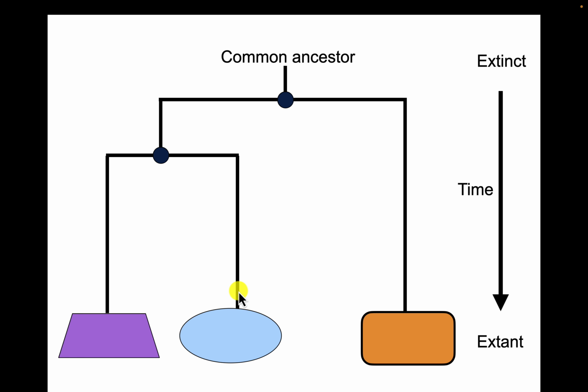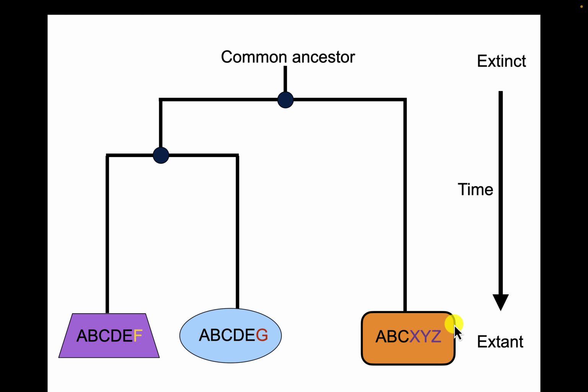That's more recent in evolutionary time than these two share a common ancestor with this orange guy here, which is way back here. So what we say then is these two are more evolutionarily related to each other than they are to this guy here in orange. Now, the question is, how do we determine this? What is it about each of these three species that allows us to determine which ones are more evolutionarily related to each other and which ones are less?